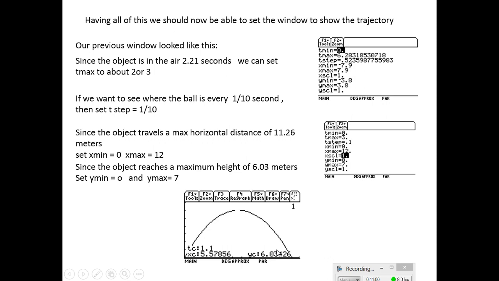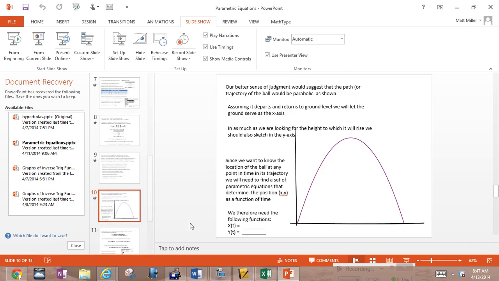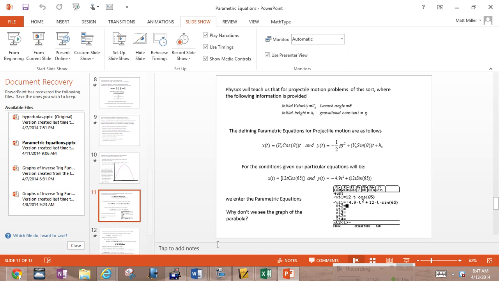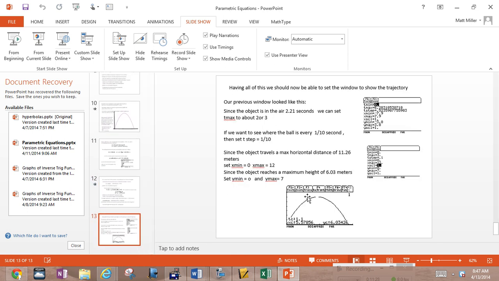Now you have to control the X and the Y window. And that's why we had to figure those things out first. We saw that it traveled 11.25 meters horizontally and about 6 meters vertically. So I want to tweak my window settings so that I can see those things. Having done that, I guess that's it for this one.